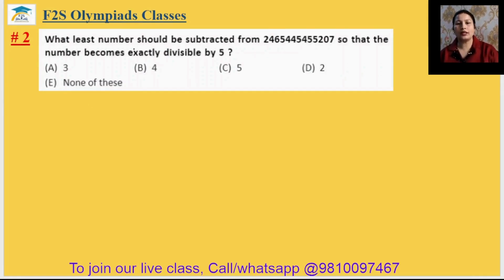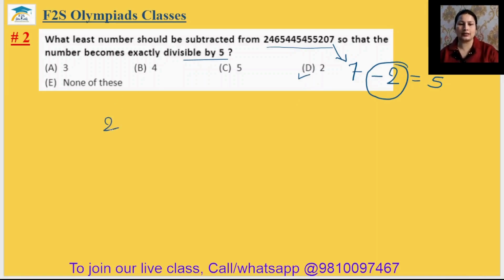Question number 2. What least number should be subtracted from this so that the number becomes exactly divisible by 5? Any big number can be exactly divisible by 5 if its ones place is 5 or 0. Here we can see the ones place is 7. To make it 5, we will subtract 2, then it will be 5. So the least number will be 2, that is in option D. Second answer is option D.